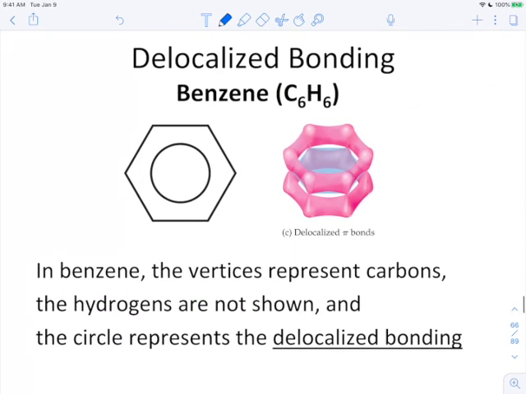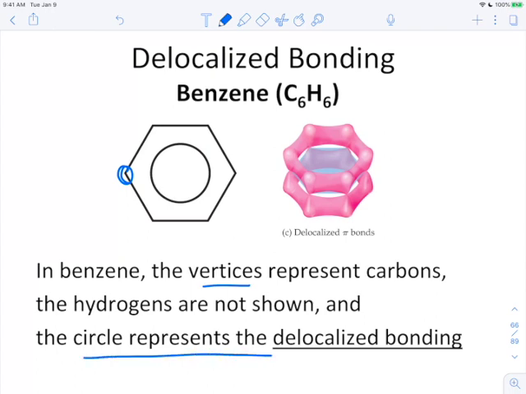All right, so here we're looking again at that delocalized bonding in benzene. And just as a reminder, it's been a while since we did those skeleton structures. Whenever you're looking at a skeleton structure, the vertices represent the carbons. Those are the little bends right here. And the hydrogens are not shown. They're just assumed to be there.